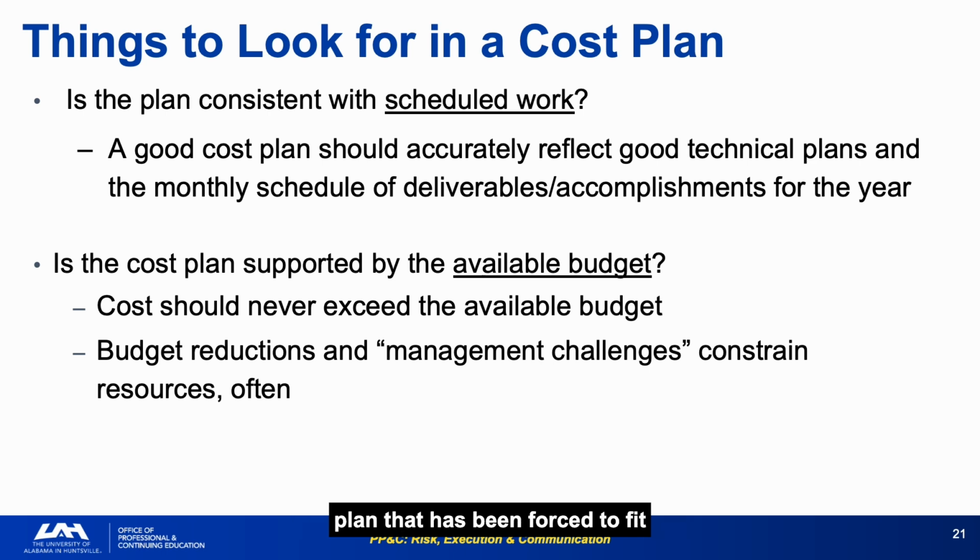A cost plan that has been forced to fit within a budget constraint rather than derived from technical requirements will show smooth behavior at the cost of accuracy. The smoothness itself is a warning sign for development programs. When reviewing a cost plan, ask whether it was built top-down based on budget constraints or bottom-up based on work requirements. The direction of construction determines how much analytical value it has.